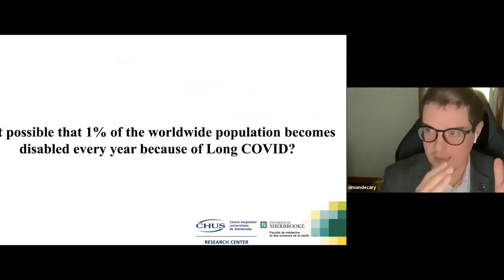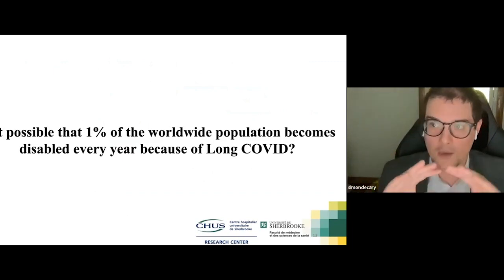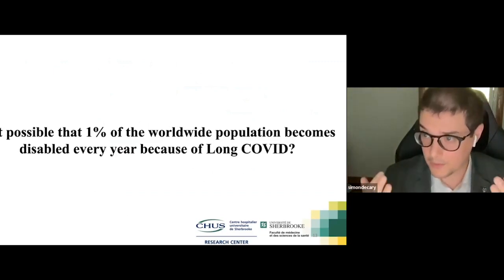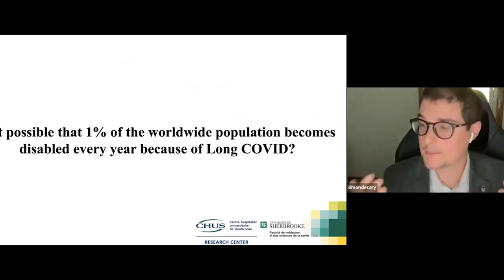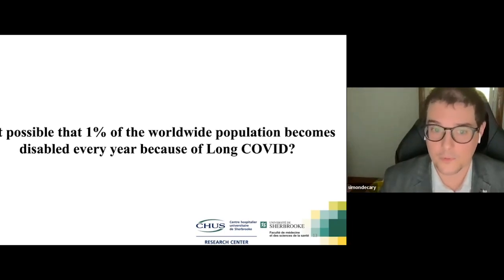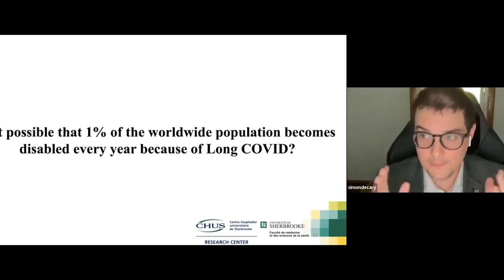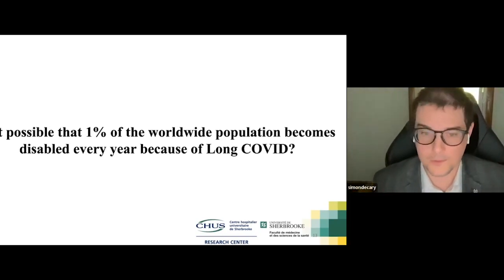So if you start from 5% with the prognosis, with the overall landscape of increased risk of different conditions, is it possible that we are facing 1% disability of the whole population? So what is 1%? I'm beginning the work to compare with other diseases.